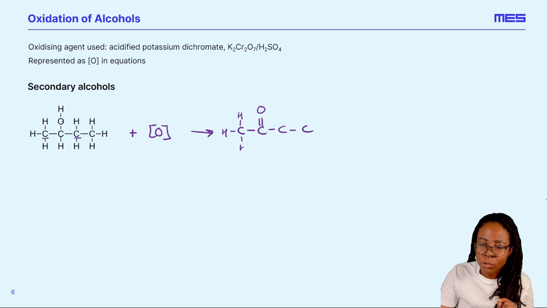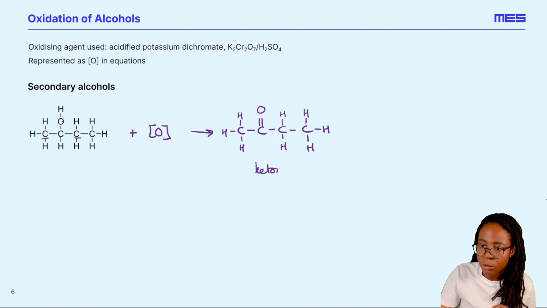So remember aldehydes from before, those were formed at the end of carbon chains, whereas ketones, same C double bond O, but this time formed within a chain. So this is a ketone.